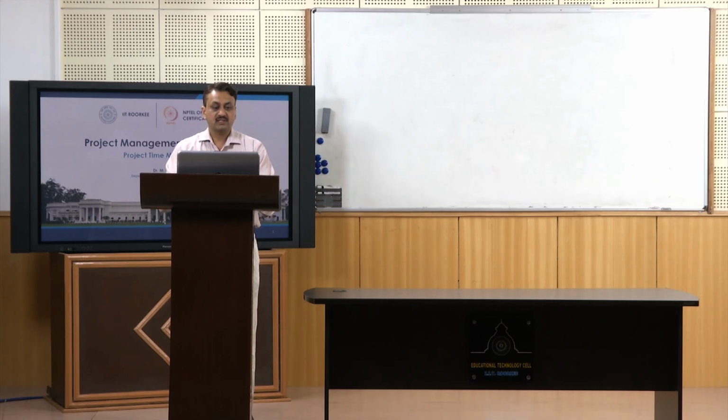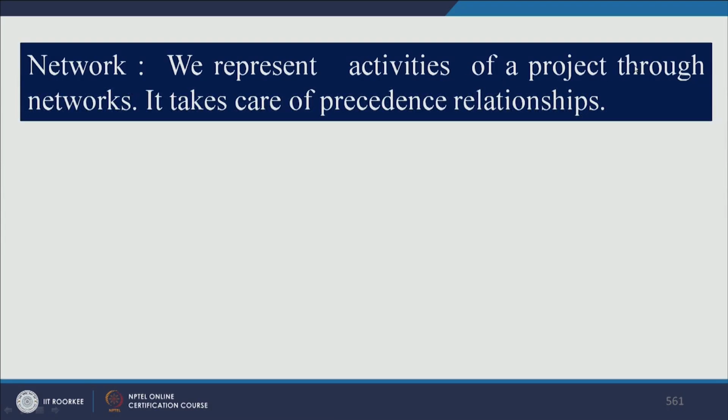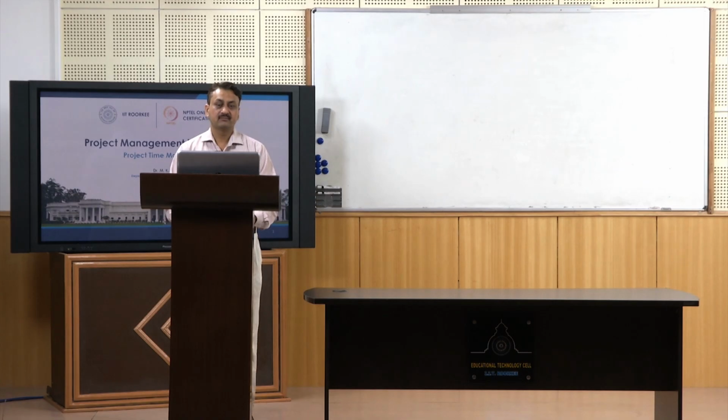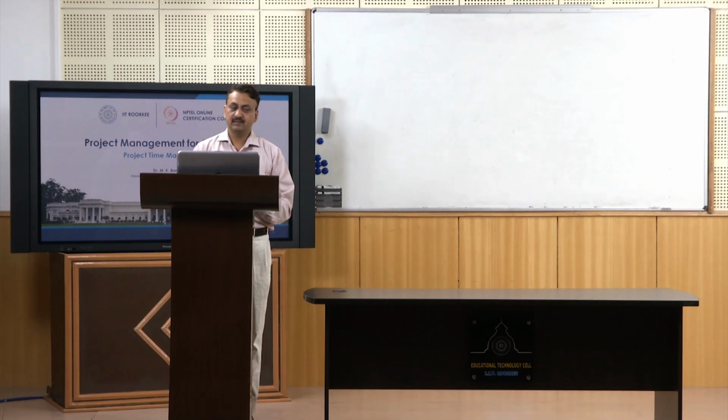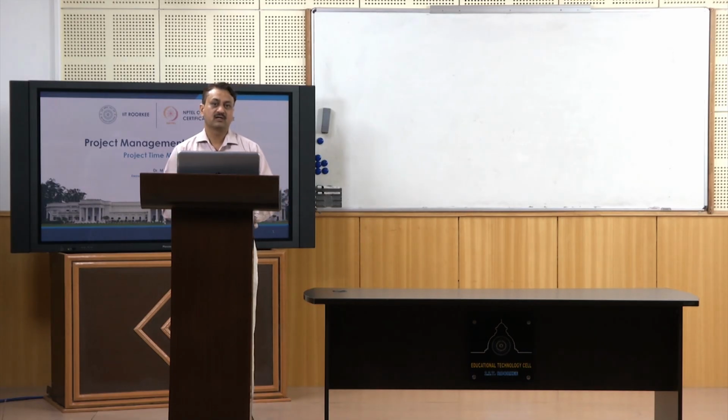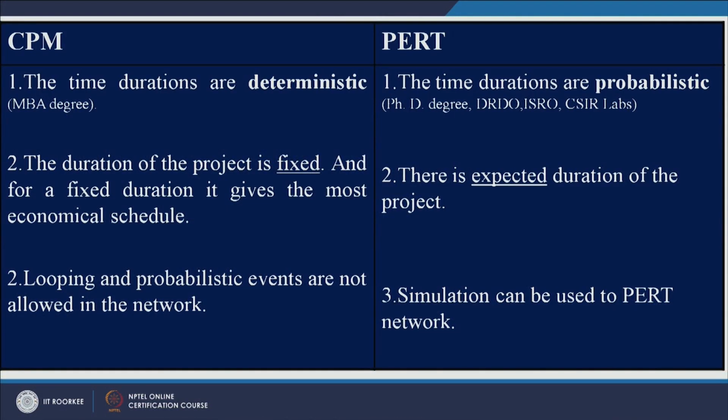So what is a network? We represent the activities of a project through networks. It takes care of precedence relationships, right. There are basically two types of networks: the CPM network and the PERT network, and the major difference between these two is the time duration. In a CPM network, the time duration of an activity is deterministic. When I say deterministic, it means it is fixed, known a priori.